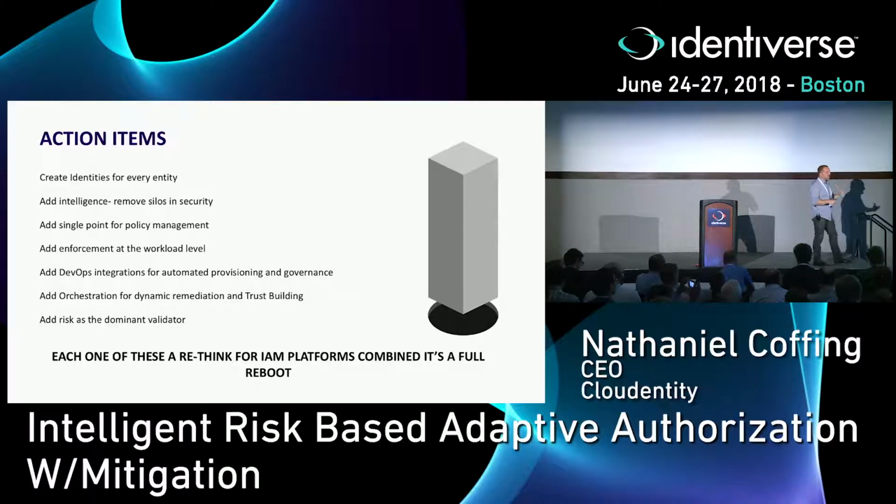Add enforcements at the workload level that are agnostic of the underlying language that you're using. Add DevOps integrations. If we don't engage our developers, we're never going to get ahead of the curve. Add orchestration. That orchestration can do everything from inserting discrete business process in the middle of your identity transactions or mitigate those risks in real time during the processing of transactions. And utilize risk as a dominant validator.